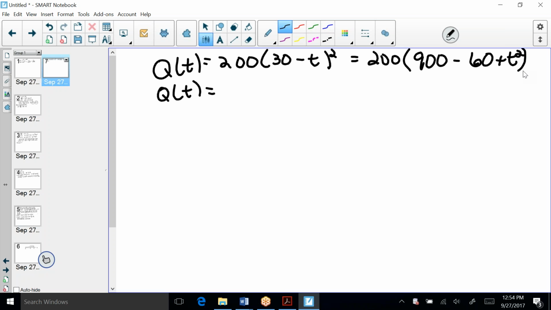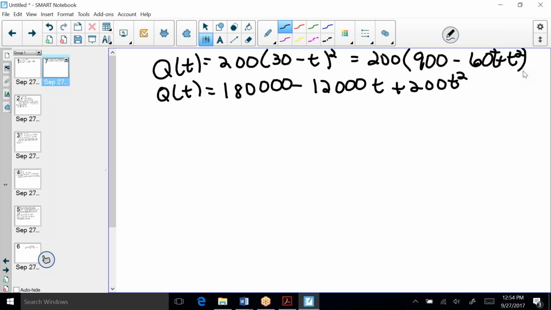And then when I distribute that 200 inside that function, q of t is going to be equal to 180,000 minus 12,000 t. This should be a 60t in the middle here. So this is 180,000 minus 12,000 t plus 200 t squared.